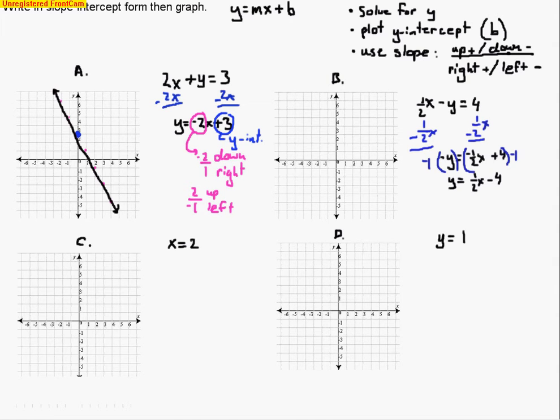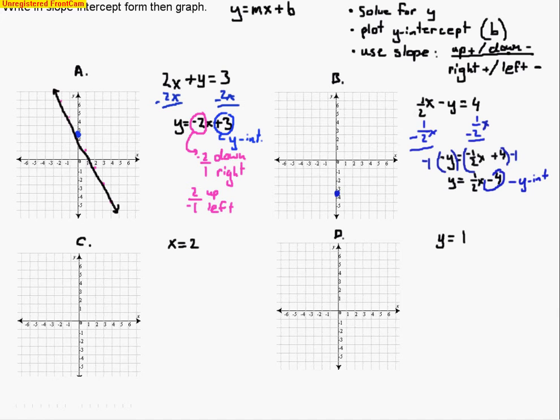So from there we could go ahead and figure out what our y-intercept and our slope are. And so here we have a y-intercept of negative 4. So what that means is I'm going to go down 4 spaces and put a dot. And then I'll use the slope.